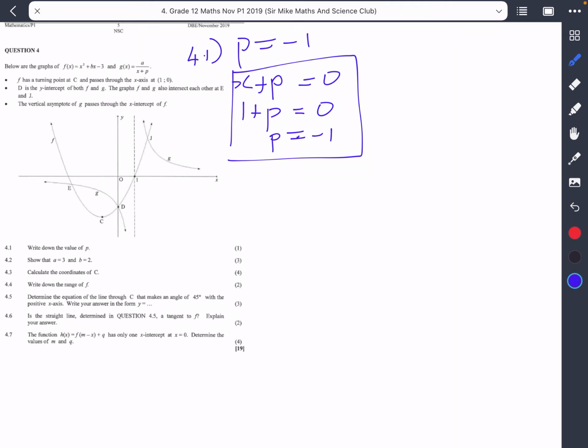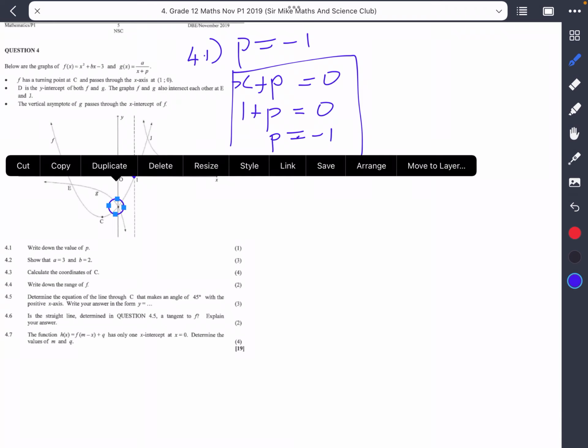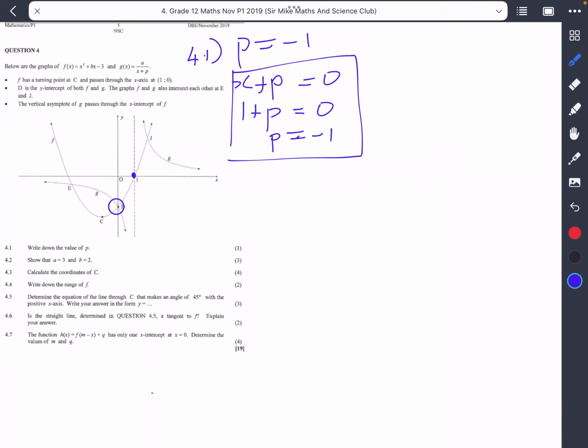So for 4.2, they say show that a is equal to 3 and b is equal to 2. Now we actually have a point on the graph of f of x. We know that this point would be the y-intercept. If we look at this graph, this 3 here would be the y-intercept, because that would be the value of c, and the value of c represents the y-intercept of a parabola.